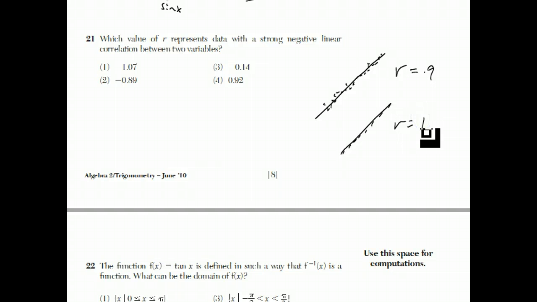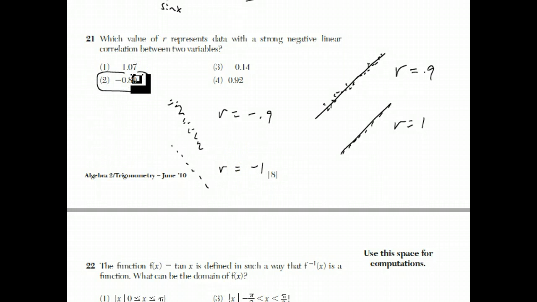r can't be bigger than 1. If the dots are like this, r might be negative 0.9. And if they're exactly making a downward sloping line, it could be negative 1. So the answer to this is choice 2. It's got to be negative because it's got the negative coefficient. This actually has a negative in front of it, but you can't have 1, which is the biggest it could possibly be.